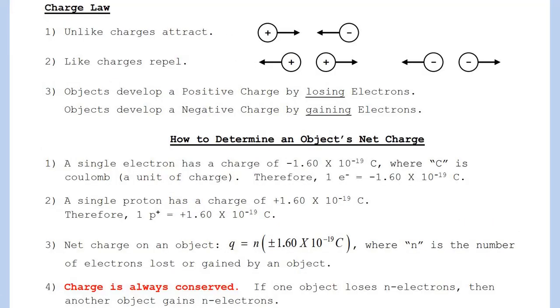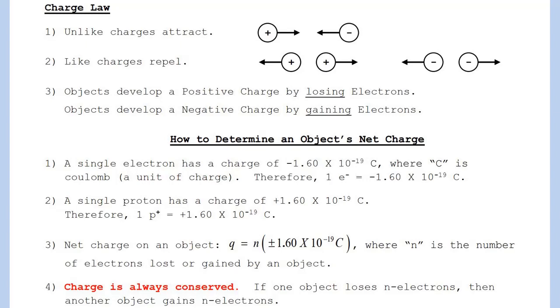Now here's something else you should know, and that's called the charge law, or rule. And it goes like this. Unlike charges attract. So positive and negative charges will always be attracted to one another. Like charges repel, so two positive charges will repel one another, and two negative charges will repel one another. Another thing to note about charges is objects develop a positive charge by losing electrons, and objects develop a negative charge by gaining electrons. Only electrons can move between atoms.